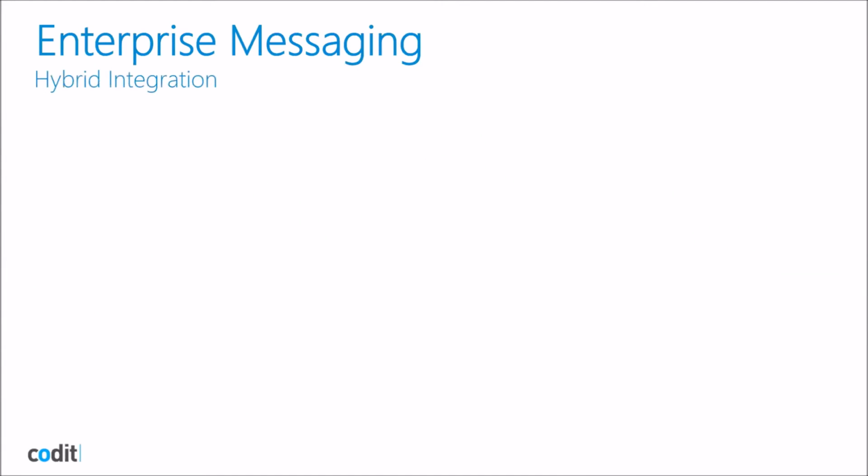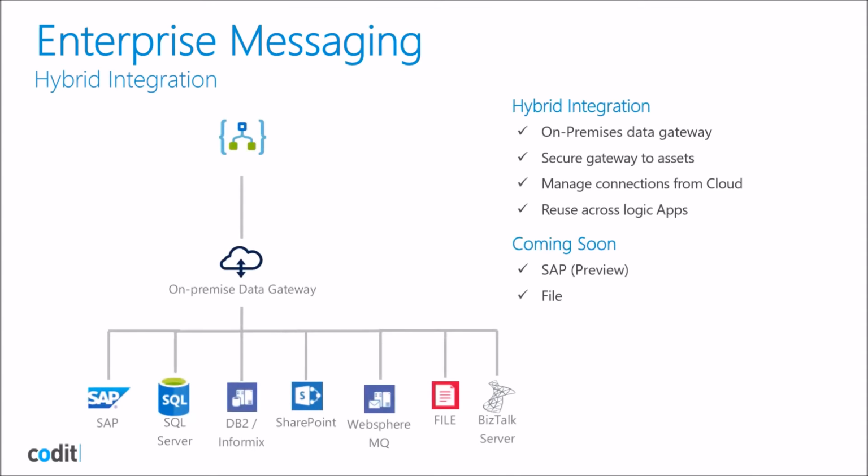So another important aspect is the hybrid integration offering of Logic Apps. In this case, we have two possibilities to connect from your cloud application towards on-premises systems. And the first one is the on-premises data gateway. So the on-premises data gateway is a shared offering that is used not only by Logic Apps, but it's used by Power Apps, by Power BI, and by Microsoft Flow. It's used by all those offerings to expose data from on-premises to the cloud.